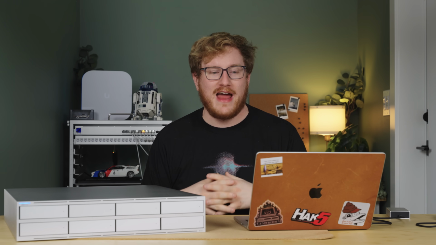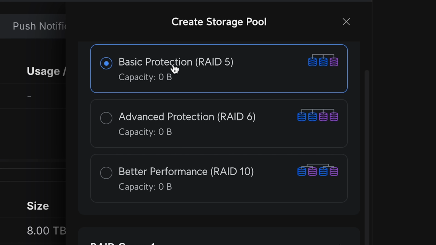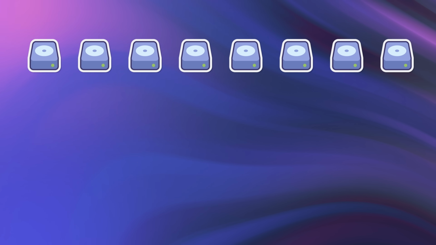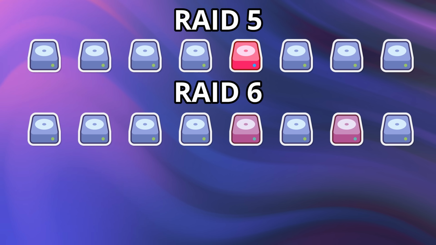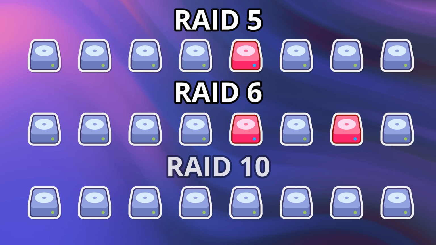Now it's time for us to create a storage pool, and we have a few options on how we can go about doing that. RAID 5, RAID 6, and RAID 10. Now, RAID 5 gives us one disk worth of failure protection, so if we lose one hard drive, we're not going to lose our data. RAID 6 gives us two disks worth of protection, and RAID 10 allows us to lose half of the hard drives without losing data, kind of.